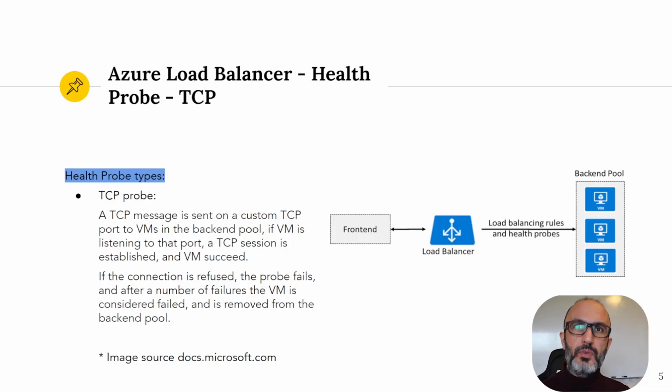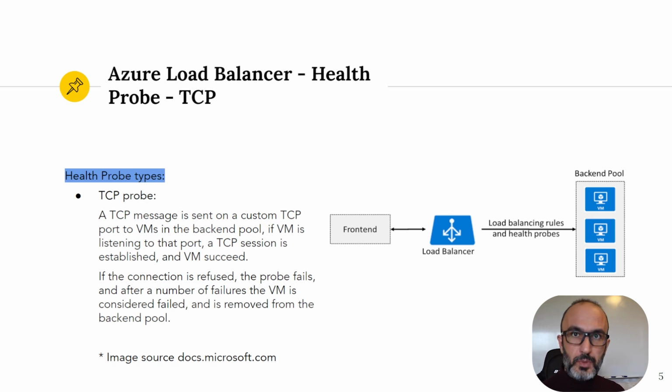There are two types of Health Probe supported by the Azure Network Load Balancer. The first type is called a TCP Probe. The TCP Probe is a TCP message that is sent to your virtual machine to establish a session with it. If the session is established, then the virtual machine is considered healthy. If the session is rejected by the virtual machine, which means that it is not listening on the TCP port that your application is using, the machine is considered failed, and it's removed from the backend pool.